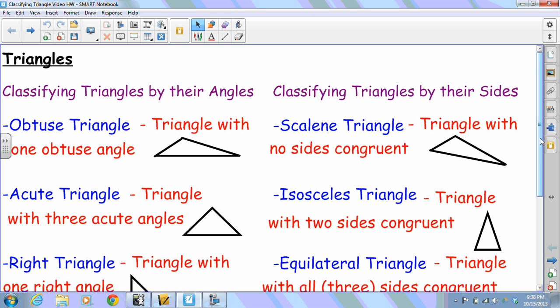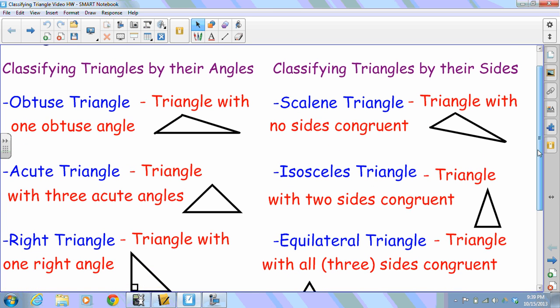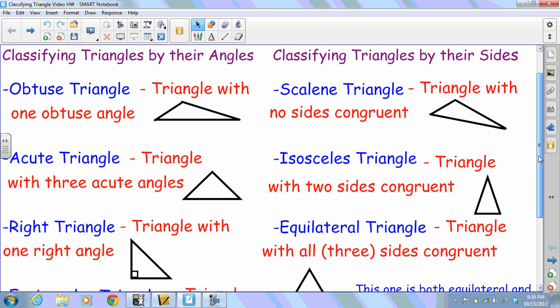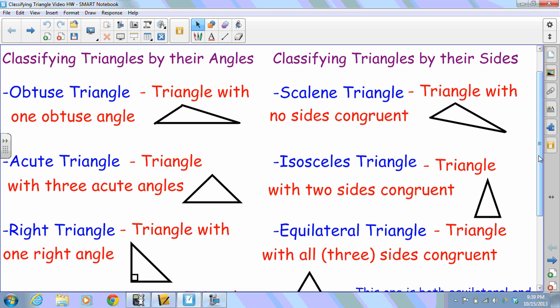You're going to start with your foldable. You need to go to the flap that you labeled triangles. And you're going to be copying this down. We can classify triangles two ways. We can classify them by their angles and by their sides. So if you look on the left, we're going to be classifying by their angles first. And we learned about the angles earlier today.